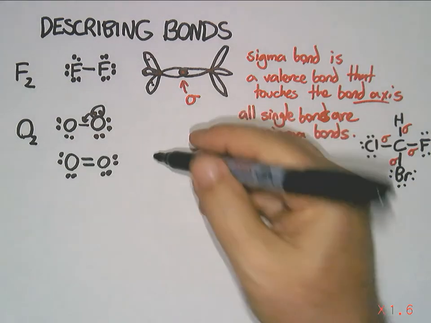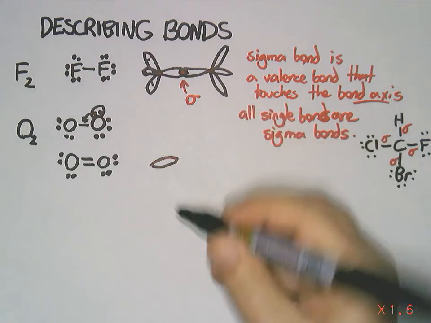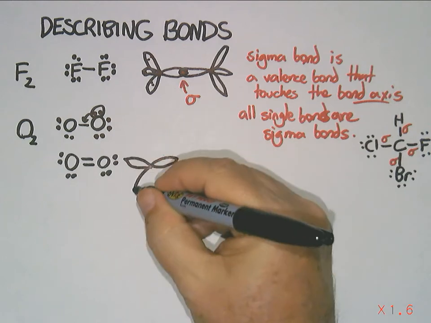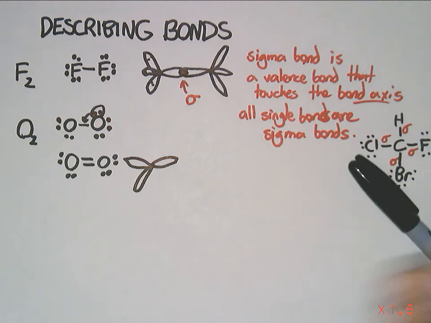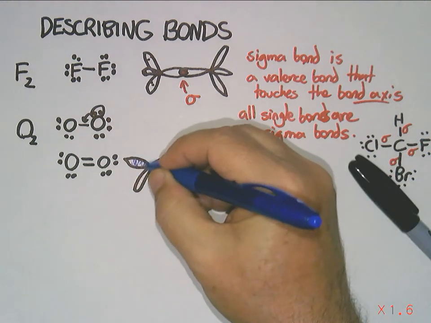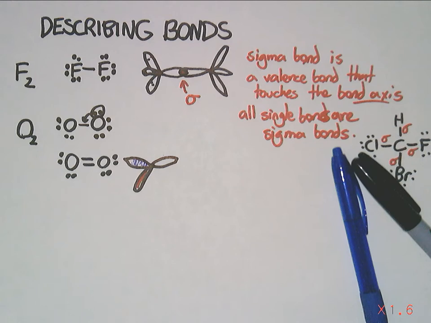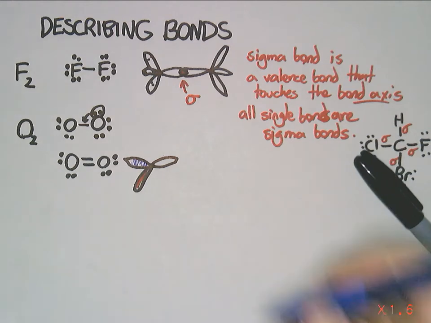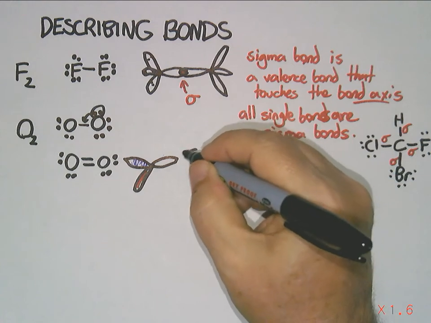So what I'm going to do is draw an sp3 shape on each of those oxygens. Now keep in mind that these are all 3 different orbitals. I'm going to color them different just to remind you of that. Those are 3 sp3 orbitals. Now what about the other oxygen? It's going to have that kind of shape too, an sp3 shape.